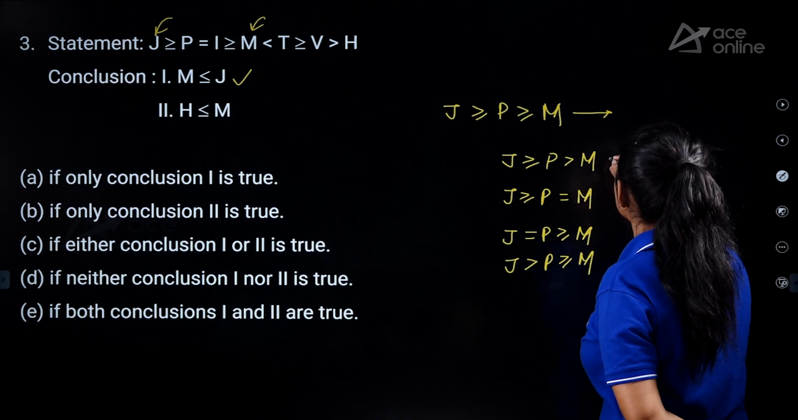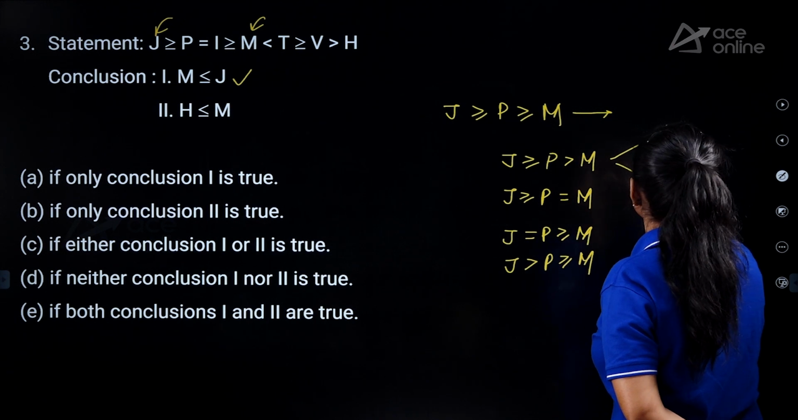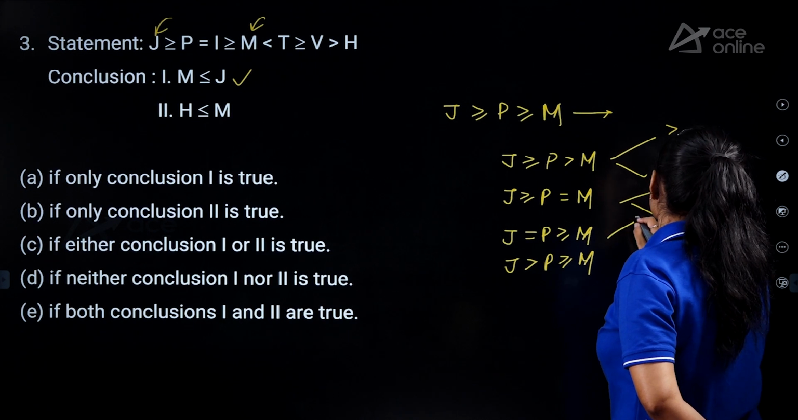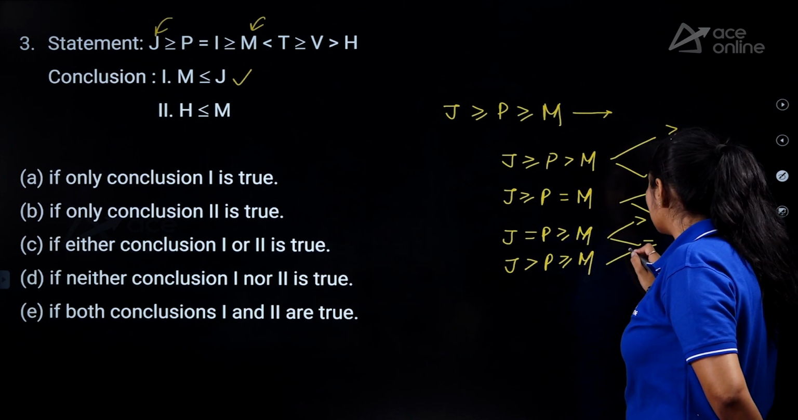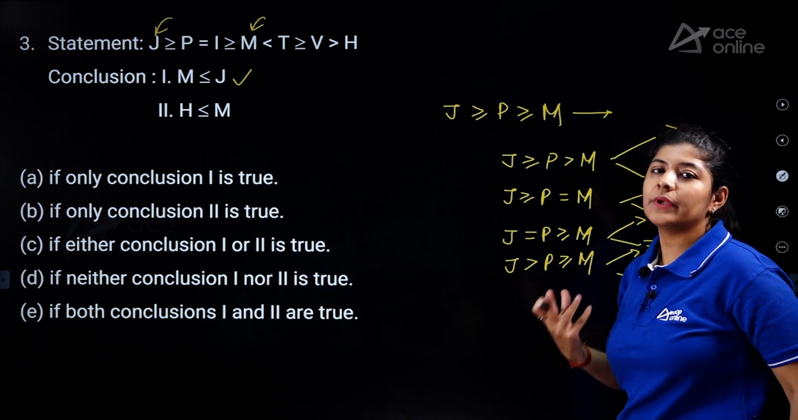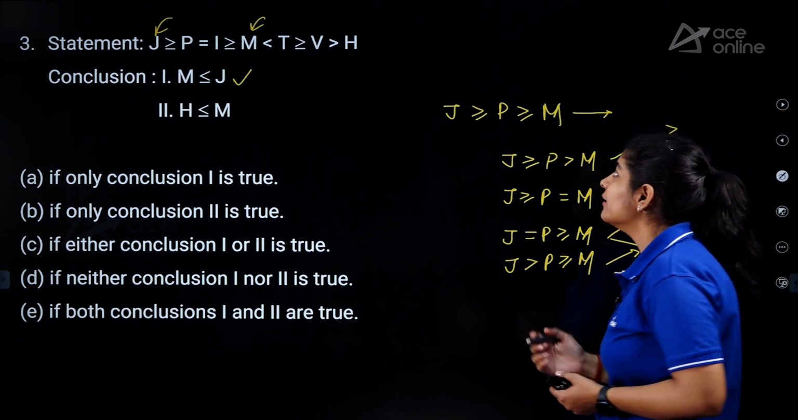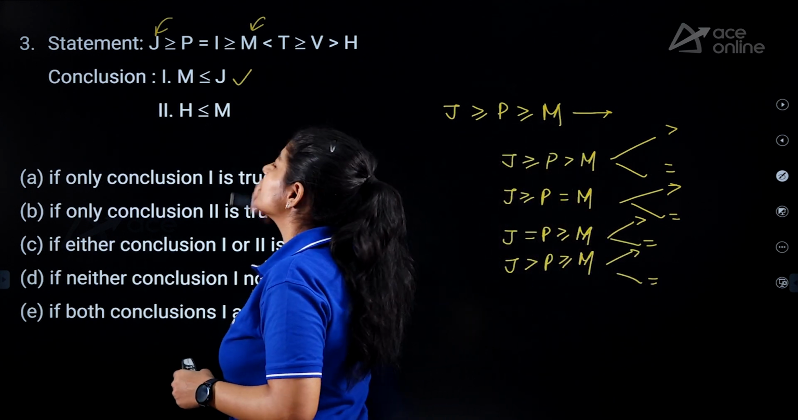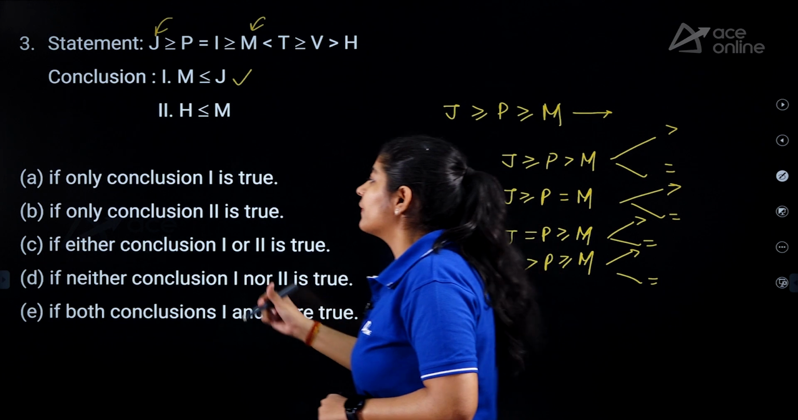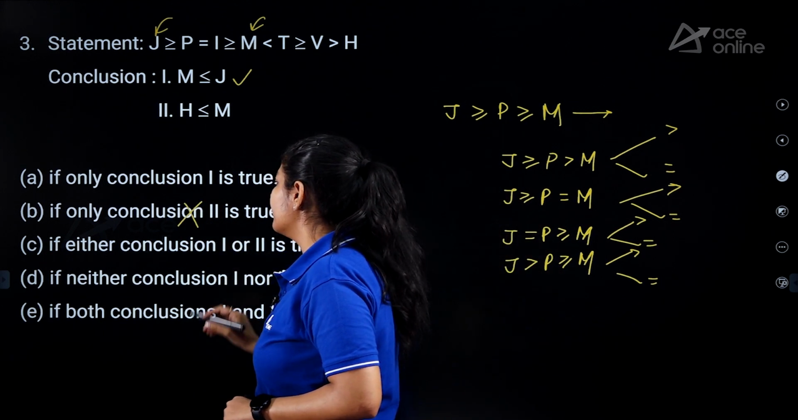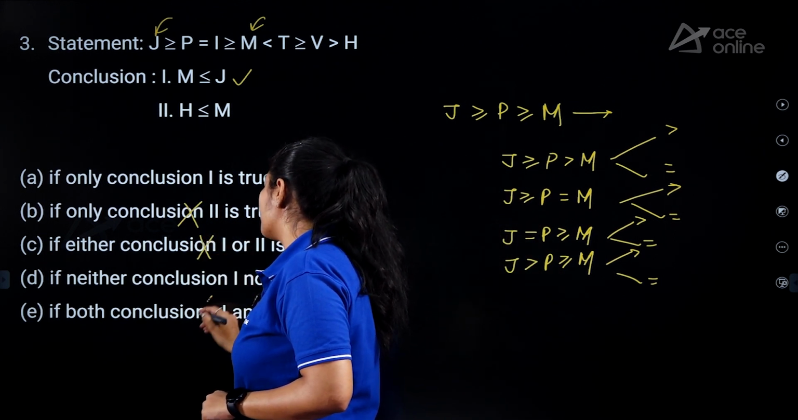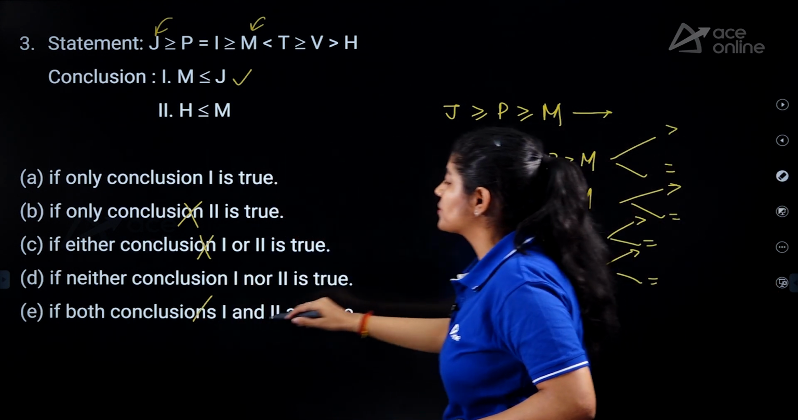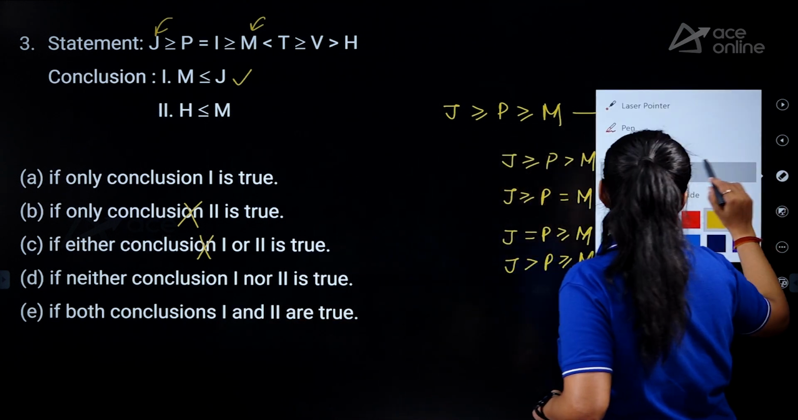Now further we can simply classify it as greater than and equal to. Here again greater than and equal to, similarly greater than and equal to. But here we are just concluding, and with the help of this symbol only we can conclude it. So conclusion number one is correct. So we can easily eliminate your option B, option C, and option D. We can easily eliminate these three options.